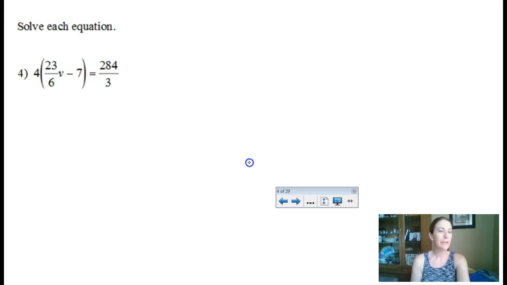Ooh, 4. 4 is fun. So we have fractions, which I'm not super excited about. We also have a distribution component to this question. So there's a couple ways we could approach this question. In my opinion, it's easier to take care of the distribution and get rid of that first set of parentheses, and then you can use your LCM method if you want to get rid of the fraction.